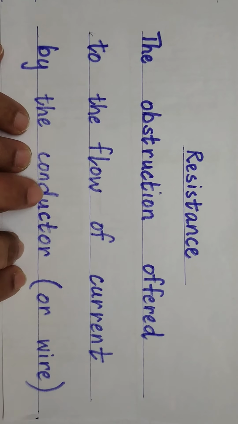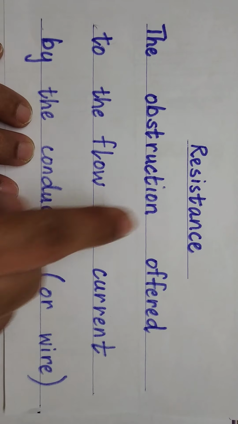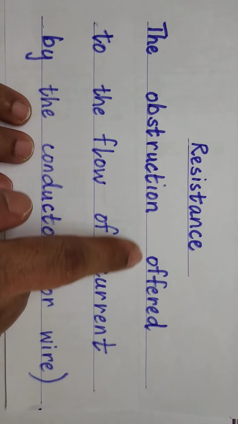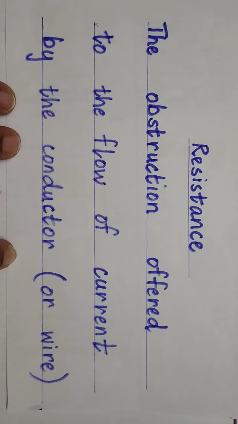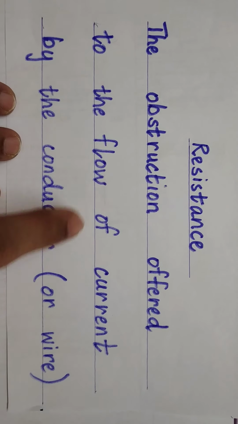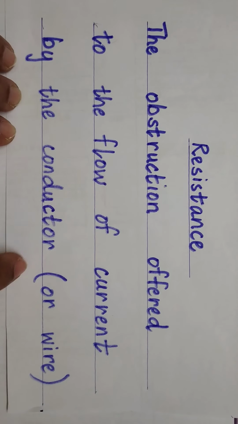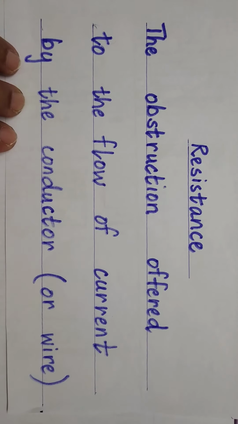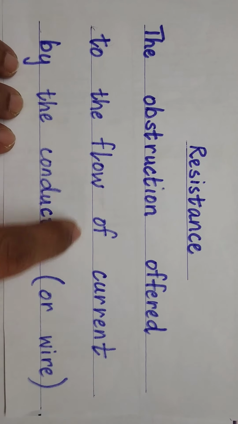In this video, we will learn about resistance and resistivity. Now, what is resistance? It is obstruction offered to the flow of current by the conductor. You know, flow of current is nothing but flow of electrons. When they pass through the conductor, they start colliding with the positively charged ions present in the conductor.